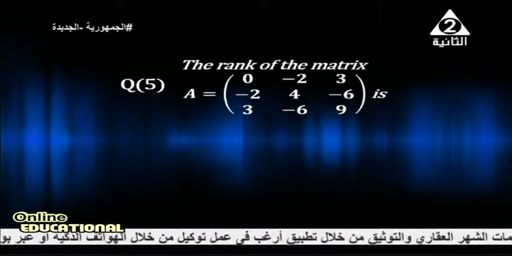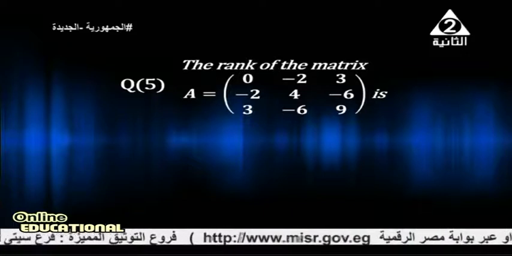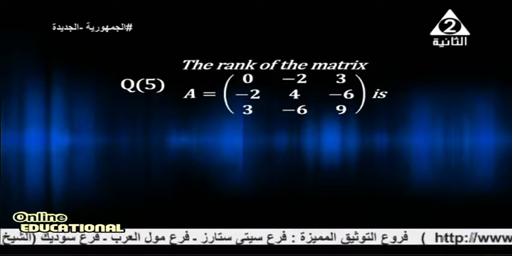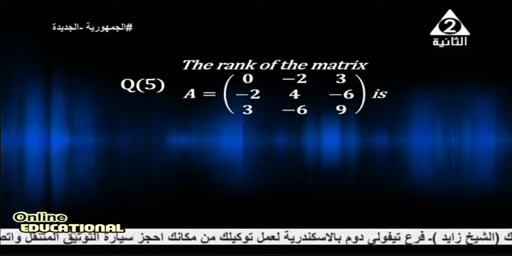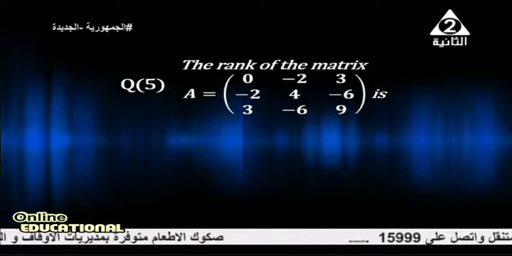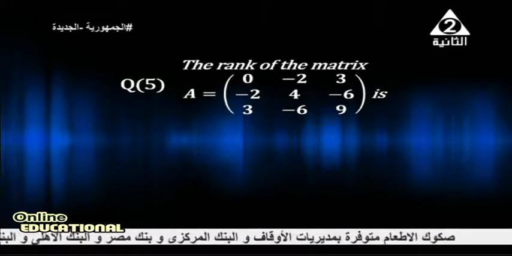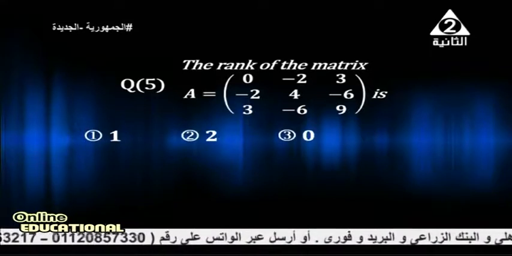Now we move to another example. The rank of matrix A, the first row 0, negative 2, 3, second row negative 2, 4, negative 6, third row 3, negative 6, 9 is: choose the correct answer. 1, 2, 0, 3.